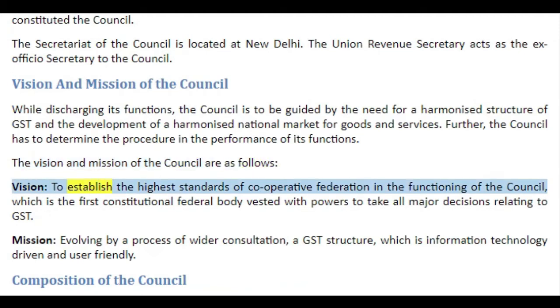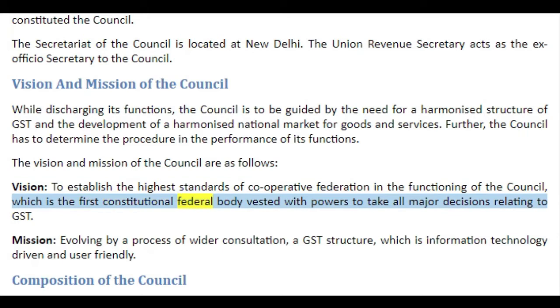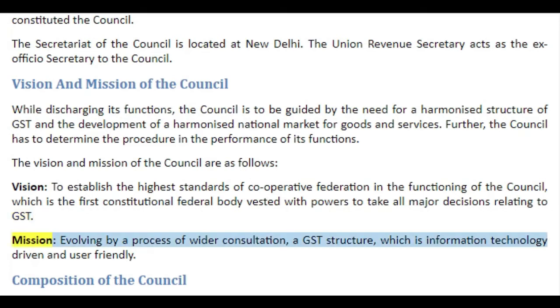Vision: to establish the highest standards of cooperative federation in the functioning of the Council, which is the first constitutional federal body vested with powers to take all major decisions relating to GST. Mission: evolving, by a process of wider consultation, a GST structure which is information technology driven and user-friendly.